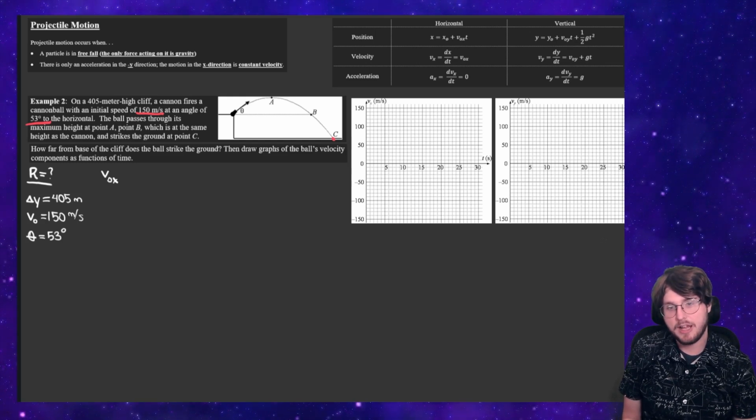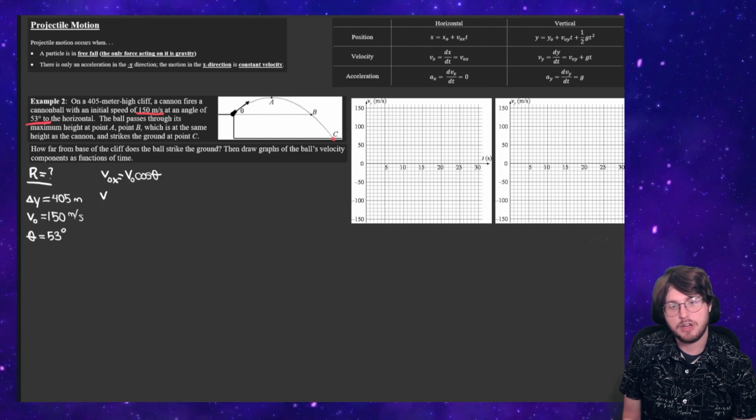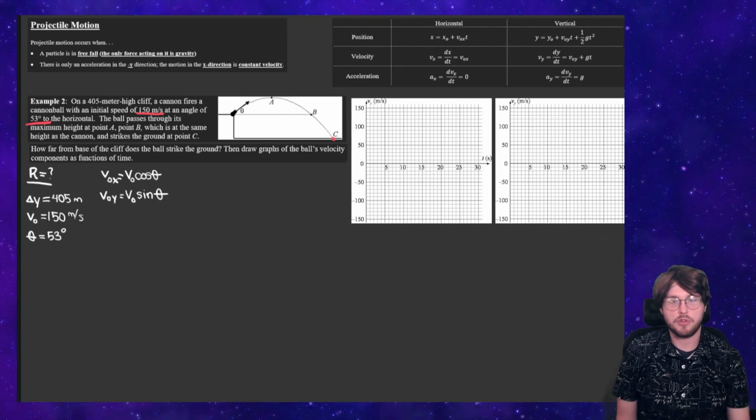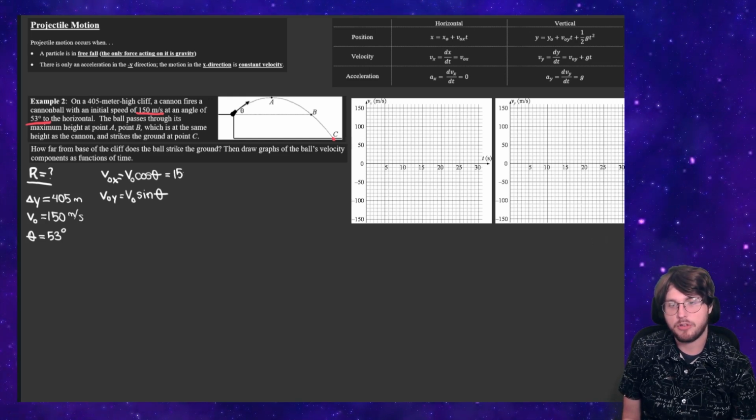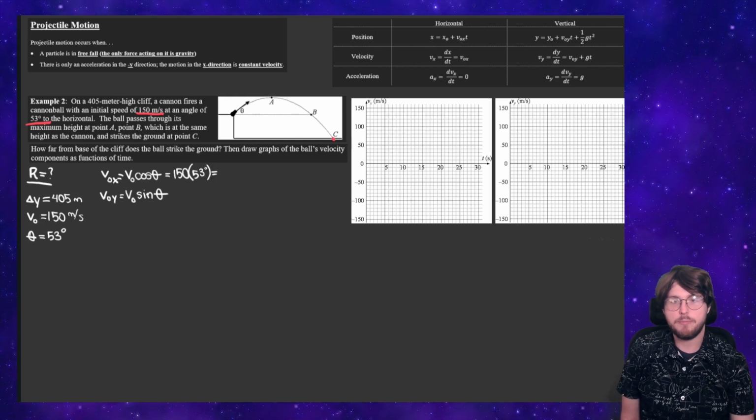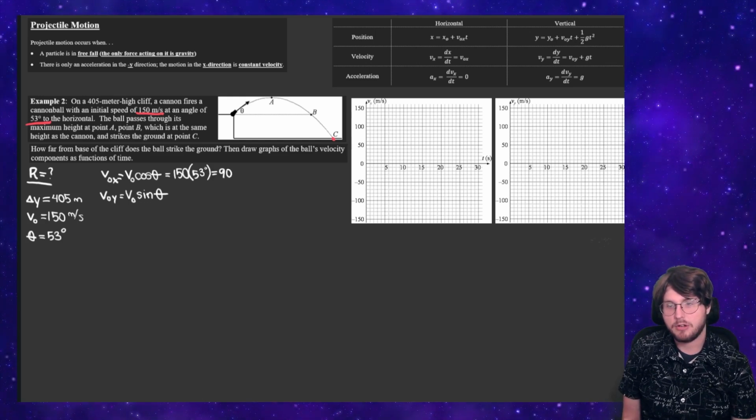So again, v naught x is going to be v naught times cosine of theta, and v naught y will be v naught sine theta. Cool. Those are helpful, and we can solve for those here. So we'll go ahead and do that. This is going to be 150 times cosine 53 degrees, and that'll amount to about 90 meters per second, all in all.